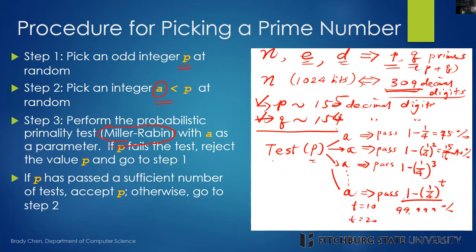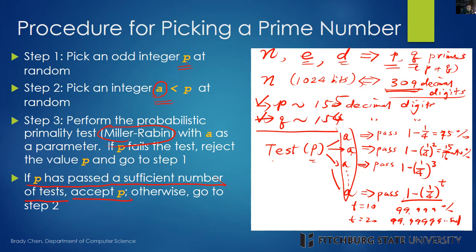If t is 20, it's 99.99999, I don't know how many nines. It's almost close to 1. Okay, so the chance is almost 1. So if p has passed a sufficient number of tests for different a, then we accept p, even though it's probably not a prime, but we know that it's most likely a prime number. Okay, we accept it as a prime number. Technically, if p passes the Miller-Rabin test multiple times and the number is sufficiently big, then p acts like a prime number, even if it's not. So we can accept it as a prime number.